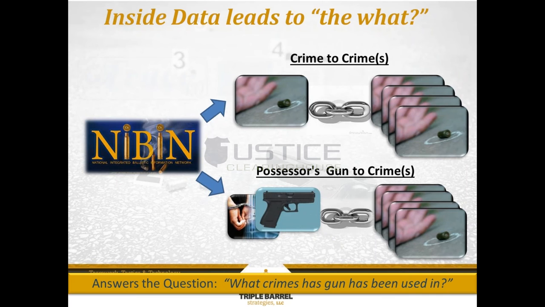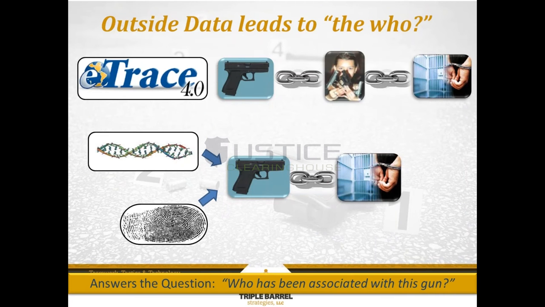The outside data answers the who questions. ATF's E-Trace, for example, can trace a firearm to the first retail purchaser, and sometimes it's just one or two skips across the pond to the actual gun in the hands of the person who fired it. DNA, fingerprints, also answer the who question. Who's been associated in the life of this gun?